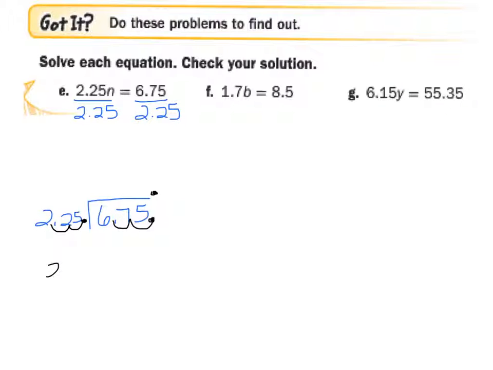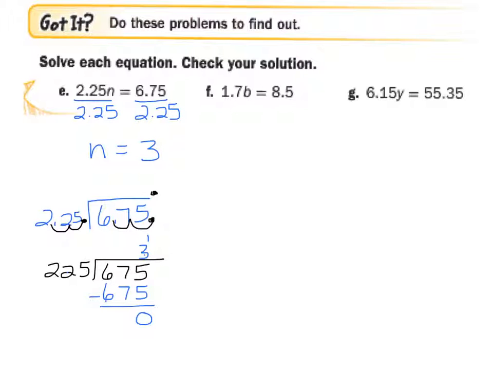So if I rewrite it, now it's 225 divided into 675. And I'm going to take a wild guess that it's 3, because 225 goes into 6 0 times. 225 goes into 67 0 times. And so let's try 3, because 2 times 3 is giving me that 6 out front. So 5 times 3 is 15, carry the 1. 3 times 2 is 6, plus 1 is 7, and 3 times 2 is 6, and I have no remainder. So n was equal to 3.